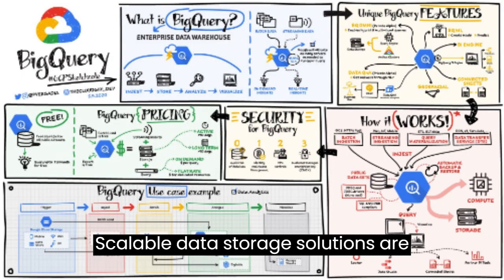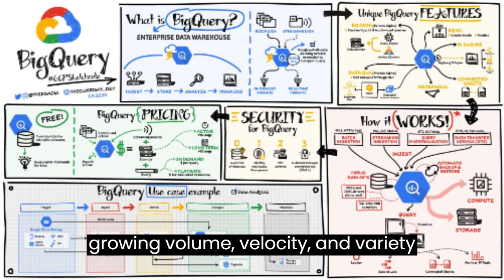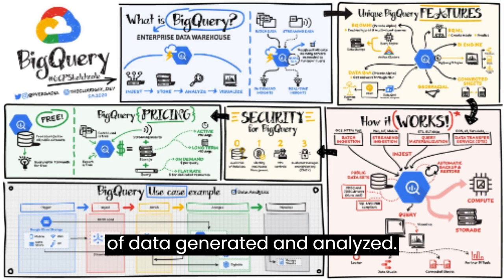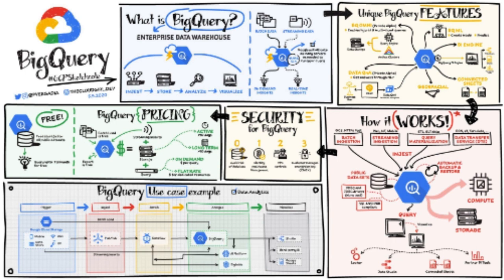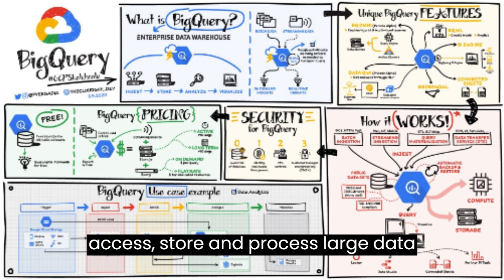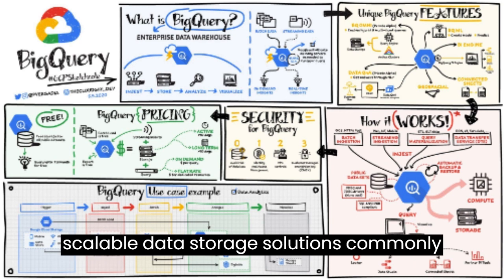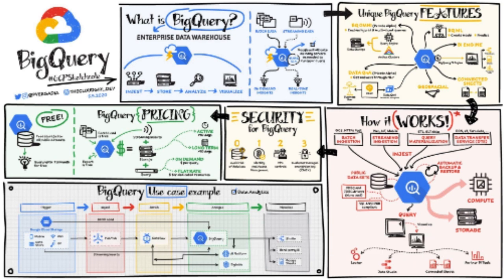Scalable data storage solutions are crucial in data science to handle the growing volume, velocity, and variety of data generated and analyzed. These solutions enable data scientists to access, store, and process large datasets efficiently. Here are some scalable data storage solutions commonly used in data science.